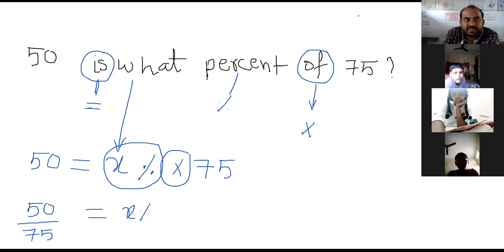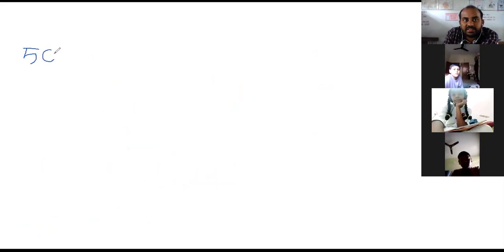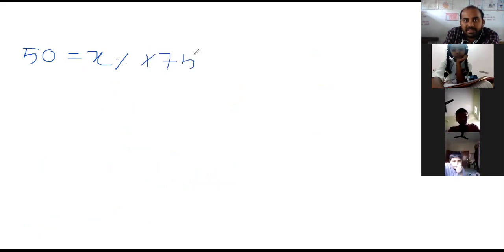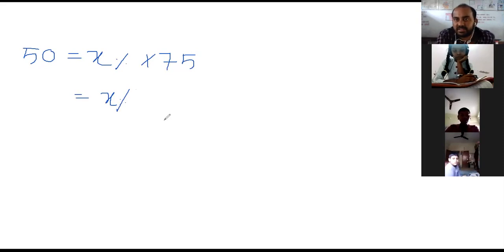Yes, sir. Yes, see here. Here 50 is equal to x% of 75. Of means into 75. This is the number. From here what am I writing? No need to write otherwise. See that the x value is x, because I want x. I have to find x. Keep x on one side and the remaining numbers on the other side.